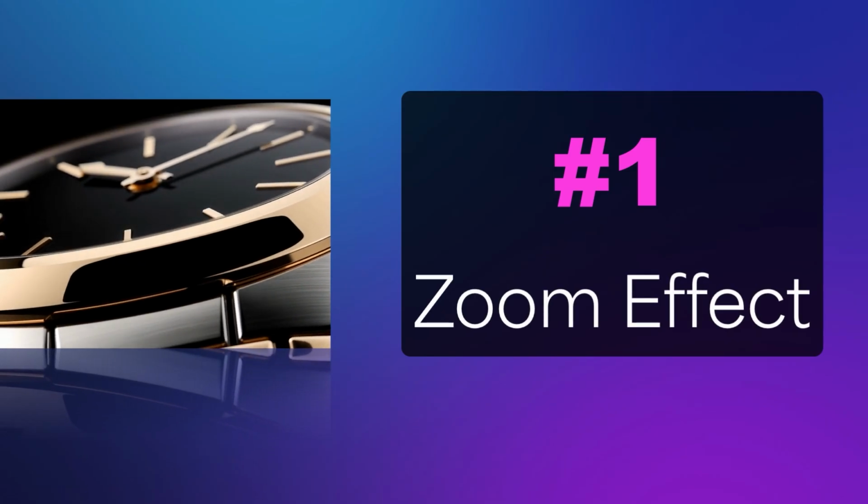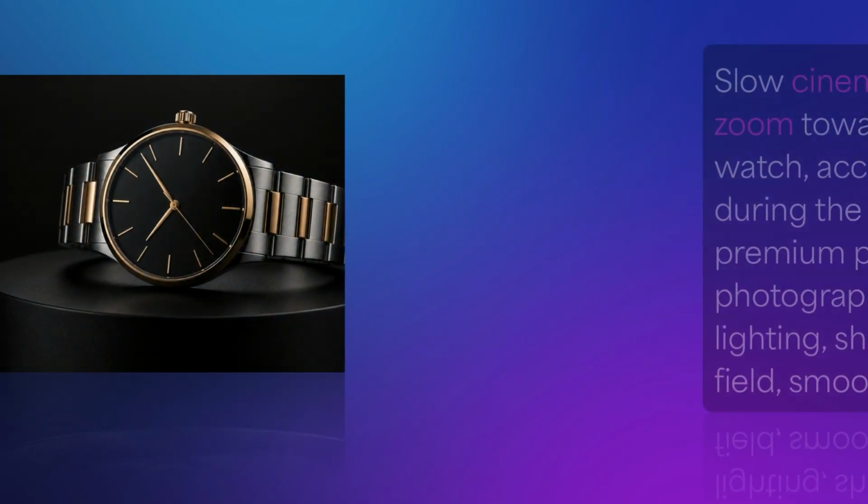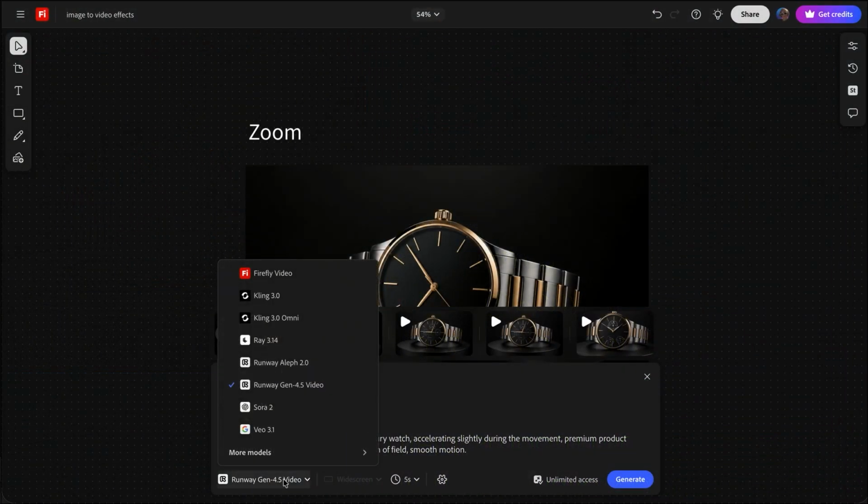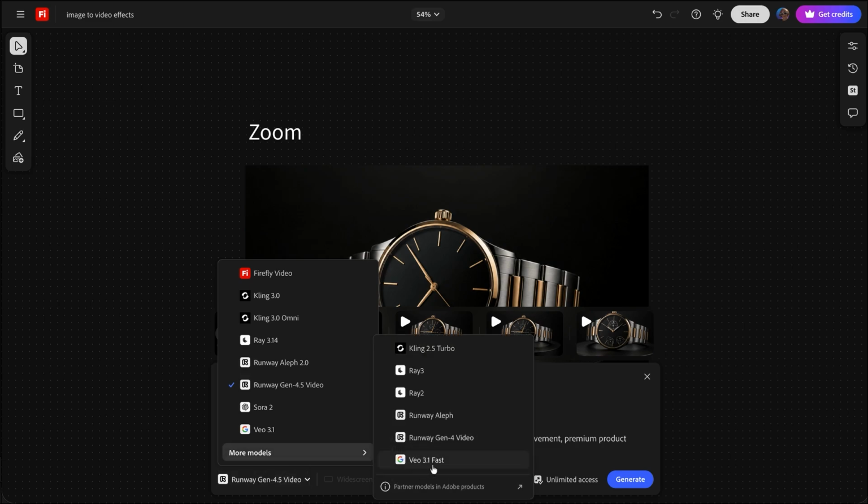Let's start with a simple zoom. We're starting with this image and this prompt. What makes this zoom effect so good is the cinematic camera zoom in the prompt, which creates a more dramatic interpretation. For this effect, I used 2 different AI models, Runway Gen 4.5 and VO 3.1 Fast.